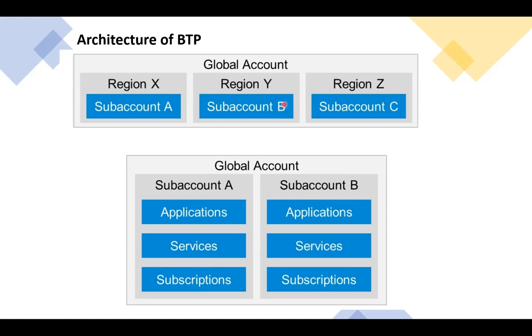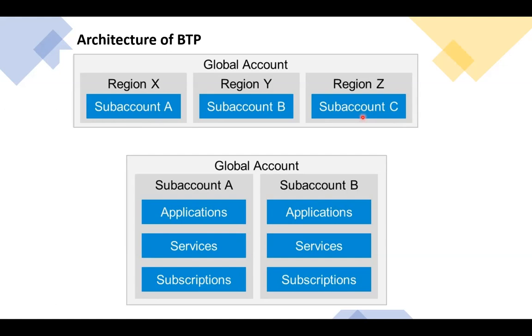Okay, so at the same time, these sub accounts can be utilized as on-premise equivalent landscapes. For example, sub account A can be used as a development equivalent sub account. Sub account B can be used as a quality or system integration test environment, and sub account C can be utilized as a production equivalent sub account to the on-premise.